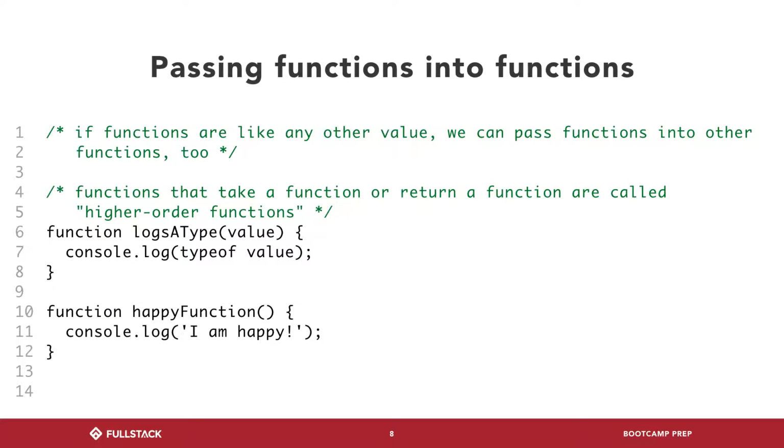Okay, so getting back to the question I handed, the point here is that we can pass happy function into logs of type, and we'll print out function. Obviously, this is a variable and not an invocation of happy function. If we were to invoke happy function, then we would finish invoking happy function first, figure out what the return value is, and then we'll be passing that into logs of type.